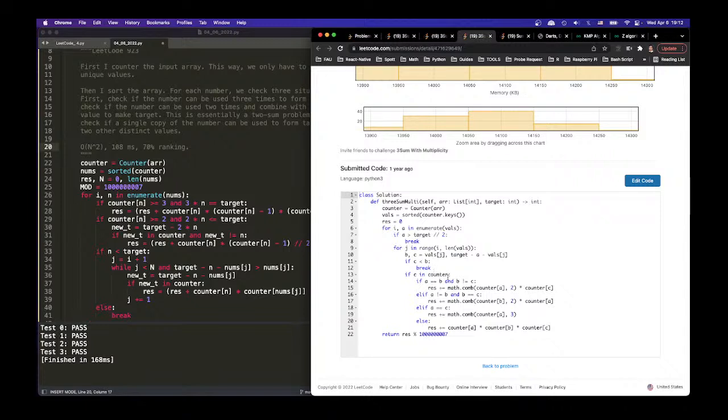If C is in counter, if C is not in counter, then we just keep going. If C is in counter, then we check. If A is equal to B, but B is not equal to C. Okay. If A is not equal to B, but B equal to C. If A is equal to C, it's A, B, C, all 3 of them are equal. Yeah, I like this one better.